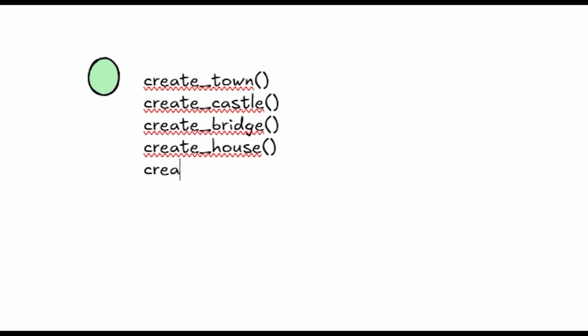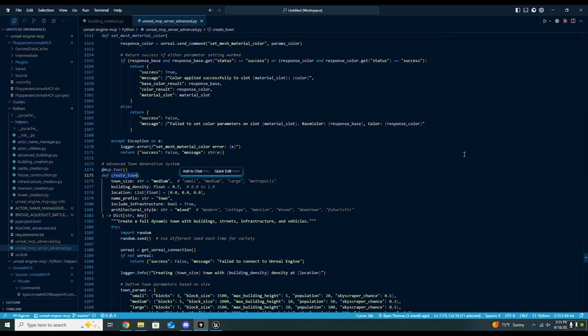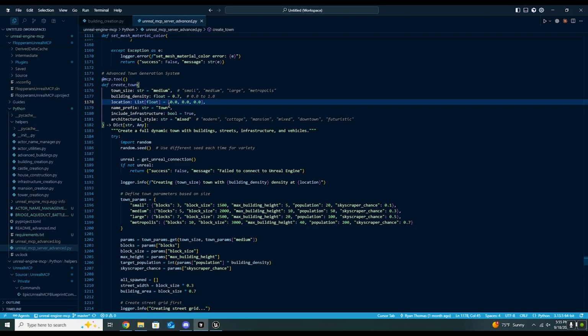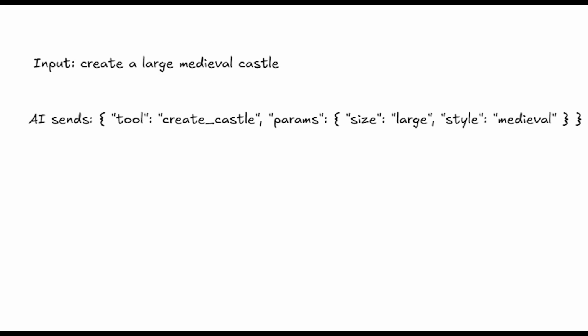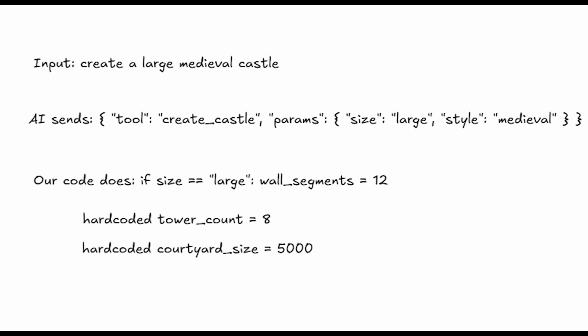But here's the real problem. We have about 30 plus separate tools, right? Create town, create castle, create bridge, create house, create maze. Each one re-implements basic operations like spawning, transforming, applying materials. There's massive code duplication at the end of the day. When the AI says create a large medieval castle, here's what's actually happening. AI sends this, and our code does this. We're not interpreting large, we're just looking it up in a switch statement. The AI might as well be pressing buttons labeled 1, 2, 3.